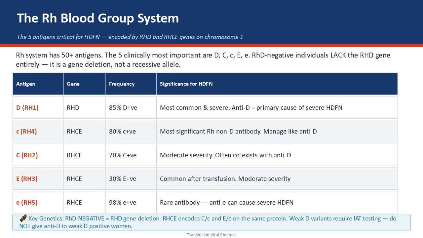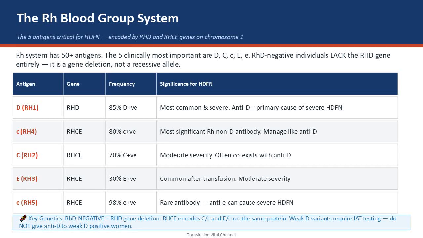The RHCE gene encodes for both capital C, small c and capital E, small e antigens on the same protein. This is why anti-C often accompanies anti-D. Anti-small c is the most clinically significant non-D Rh antibody. It can cause severe HDFN, requires intrauterine transfusion and should be managed like anti-D.